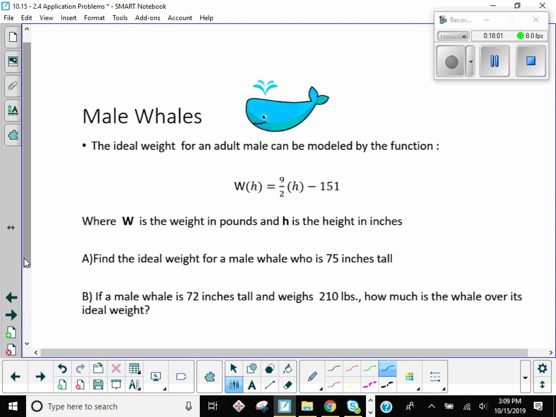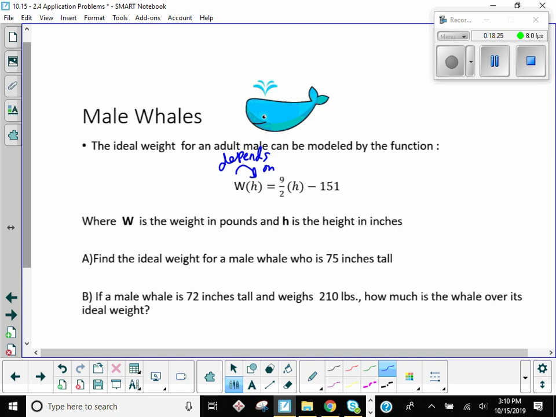So we have this function. It's written in function notation, right? The thing on the outside depends on what's inside. So the weight depends on the height. I guess it's a BMI for whales. Where W is the weight in pounds and H is the height in inches. So part A says, find the ideal weight for a male whale who is 75 inches tall.